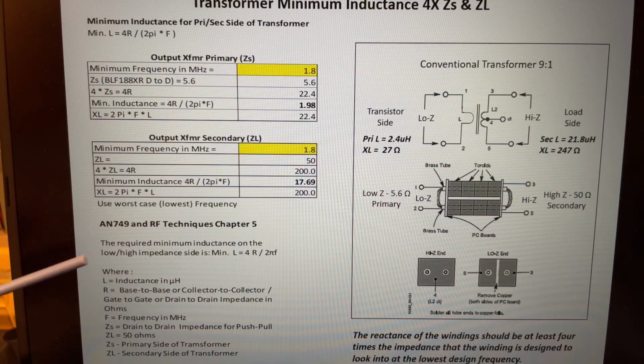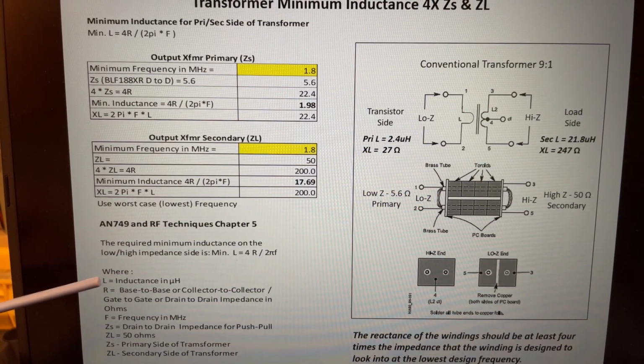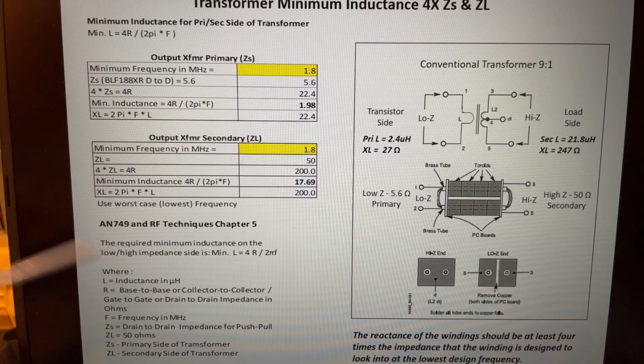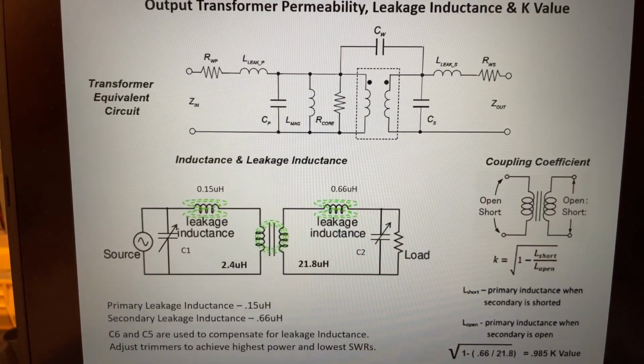You would just look at, for bipolar, instead of gate to gate, it would be base to base. And instead of collector to collector, it would be drain to drain impedance. But other than that, the formulas are all the same. And again, this just shows the basic construction of the transformer that we typically use with the ferrites and the copper tubing and the end plates. And you see here my note, should be 4 times higher as a minimum.